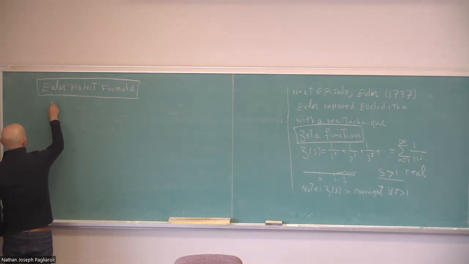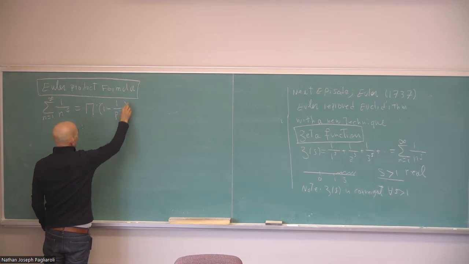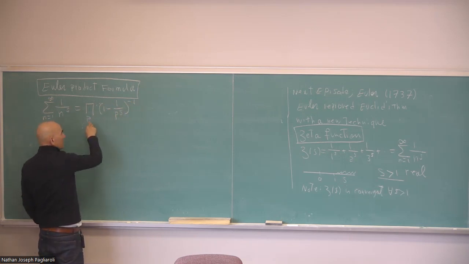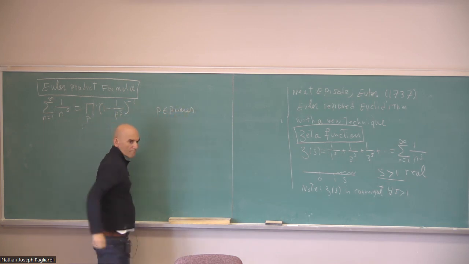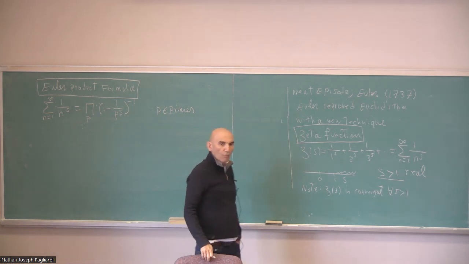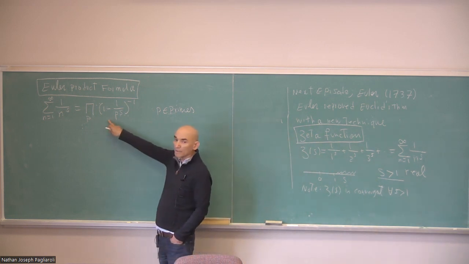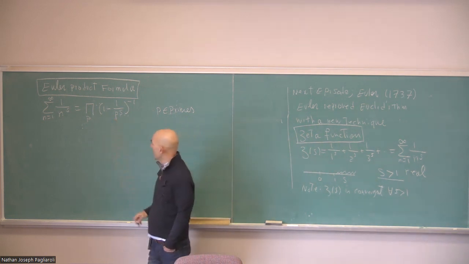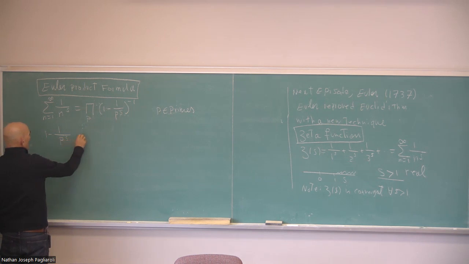It's the result that the sum of 1 over n to the s, n from 1 to infinity, is equal to the product of (1 minus 1 over p to the s) to the power minus 1, where p belongs to primes. So a sum over all integers is related to a product over all primes of these factors. Now, this factor is so important. It's called the Euler factor.